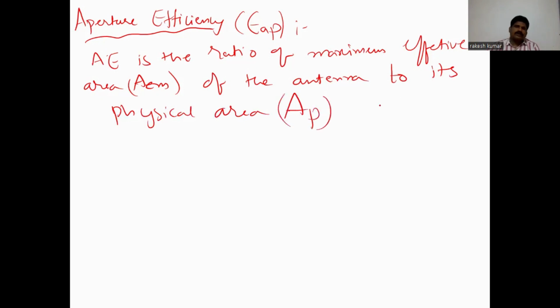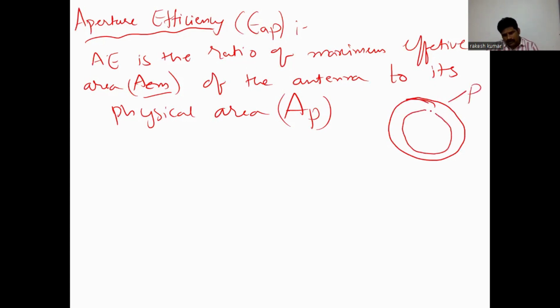AP denotes the physical area and AEM denotes the effective aperture. For example, this is my overall physical area. In this, only this portion is effectively utilized for transmitting or receiving the electromagnetic waves, so this one we call the effective area and this one is the physical area. Which one is more? Always the physical area is more when compared to the effective area.